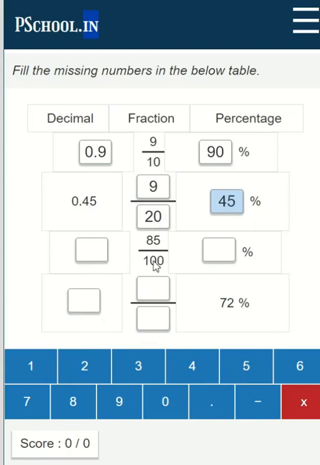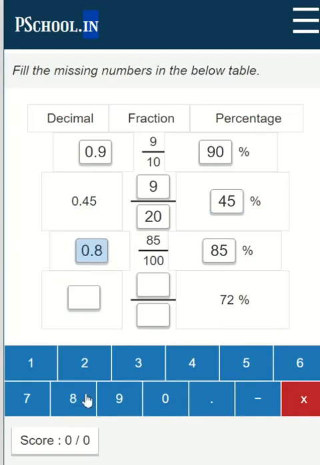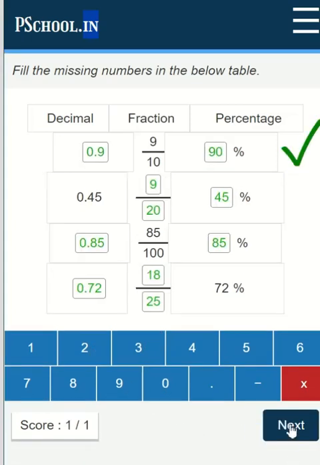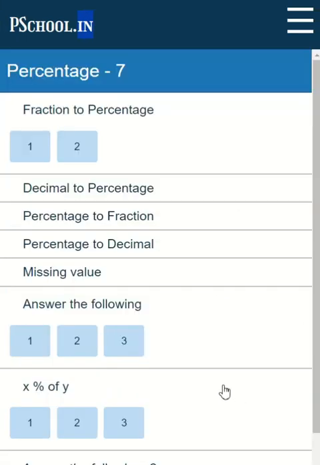So here the fraction is given. It is given as 85% and the decimal is 0.85. The last case, 72 by 100. So 4 is the factor. So this can be written as 18 by 25. When it comes to decimal, 0.72. We got it right. Perfect.